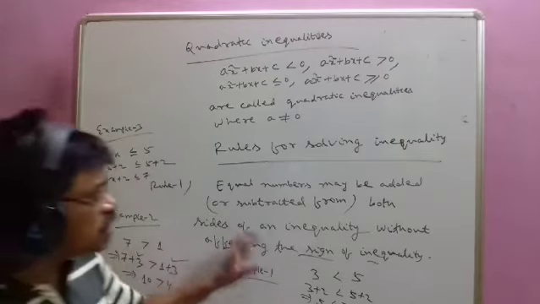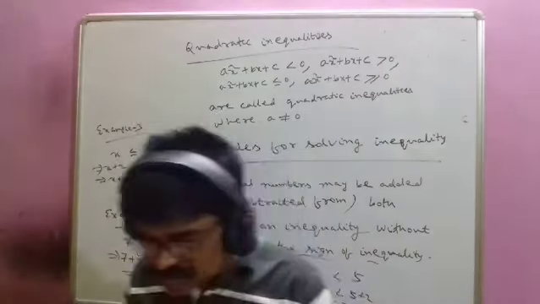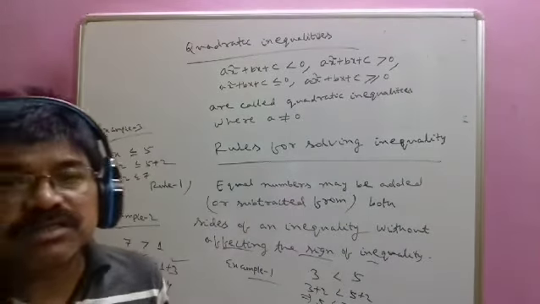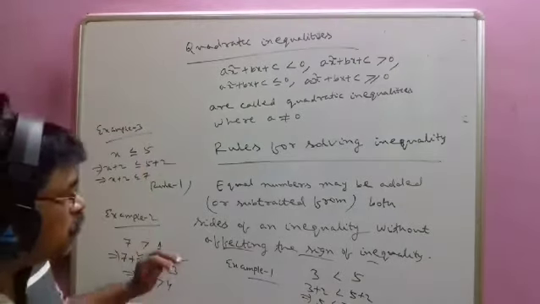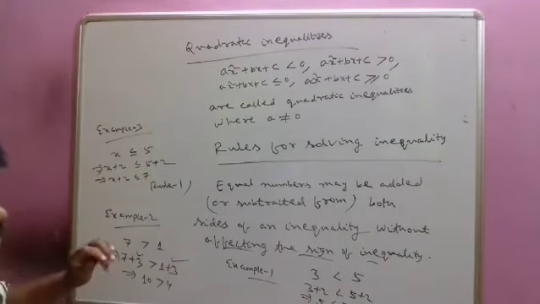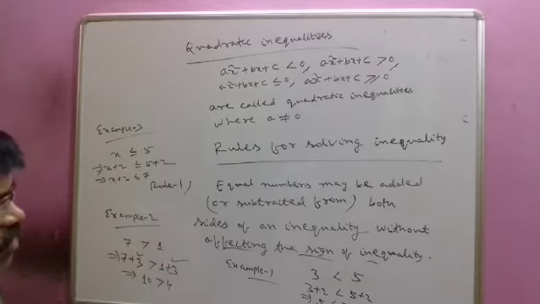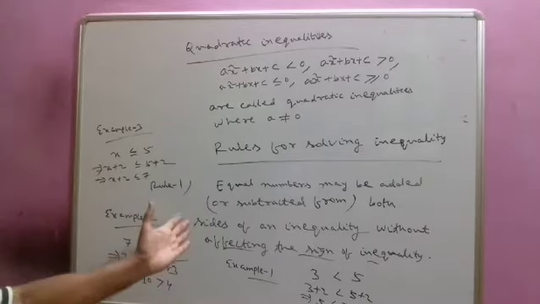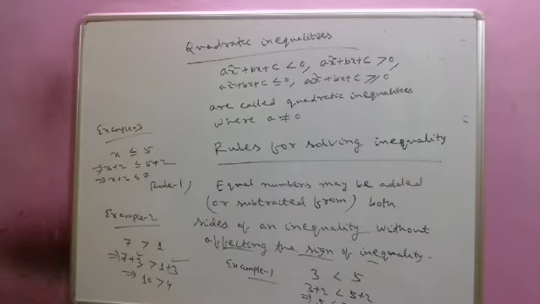So are you clear about this? Hello students? Okay. But when you multiply or divide a positive number on both sides of the inequality, the inequality sign remains the same. But if you multiply or divide a negative number, the sign of the inequality changes. That we shall discuss in rule 2. So first take this down. After this we shall discuss rule 2.